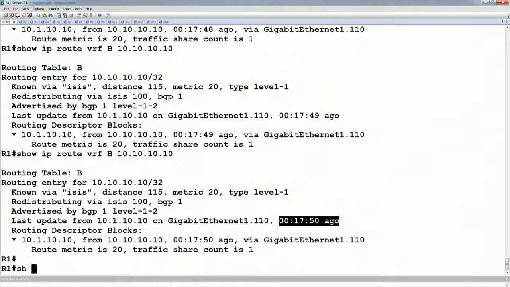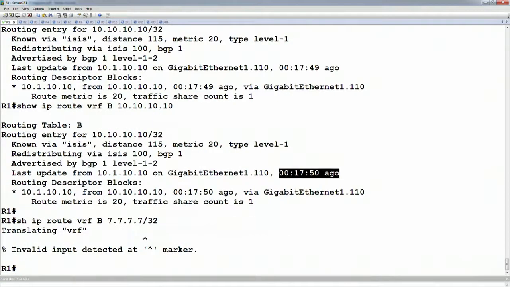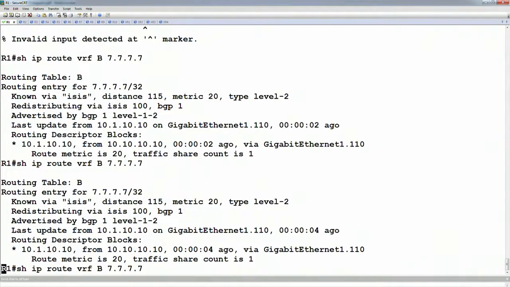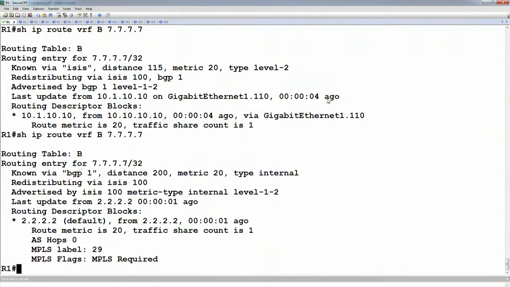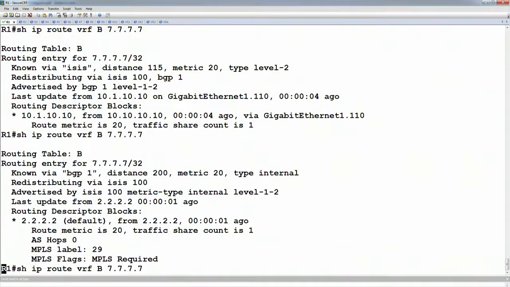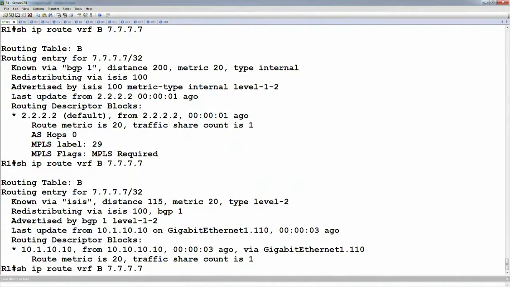Okay, so let's check for another route. Show IP route VRF-B for 7777. This is definitely going to be a problem. Notice here that the timer was only 2 seconds when I was looking at the route to begin with. So something is changing specifically about this prefix. Notice here it says, I know the route via 10.1.10.10. It says it's known via ISIS level 2. Then after we flush it out, it's known via router 2 as a BGP route.